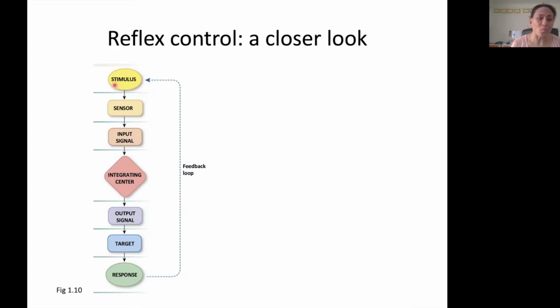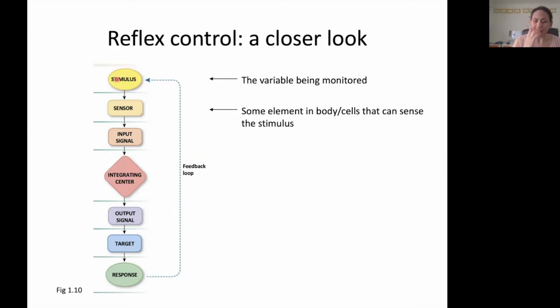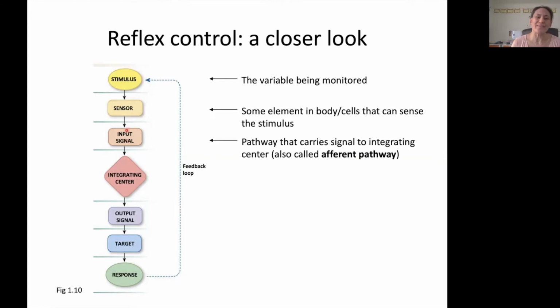Taking a look at them one by one, we start with the stimulus, which is basically the variable being monitored, okay? Then we have a sensor that's going to be something in the body, right? So it's going to be the cells or something that can tell that the stimulus has changed, okay? Then we have what's listed as an input signal here. I really prefer the term afferent pathway because it really is a pathway. It's going to be the pathway that carries that signal to the integrating center, right?